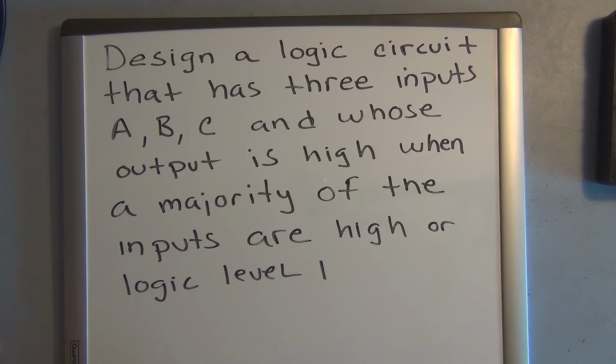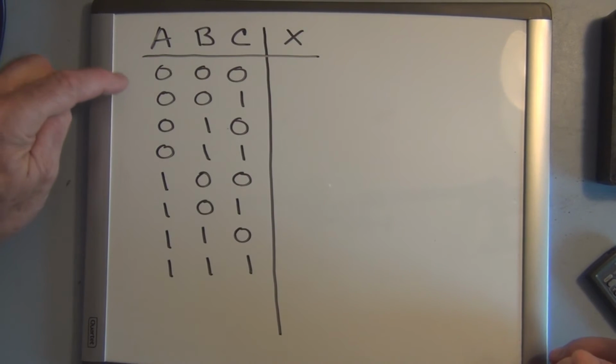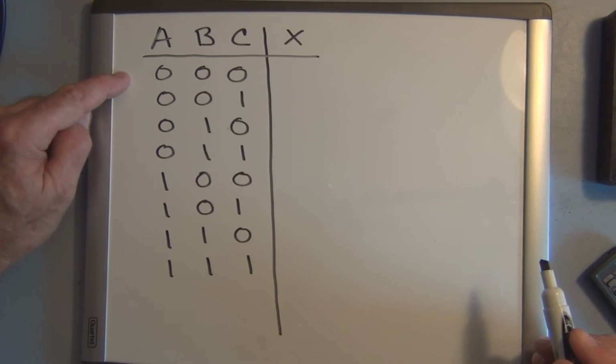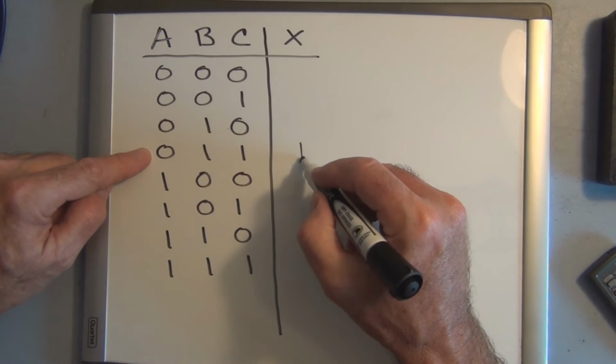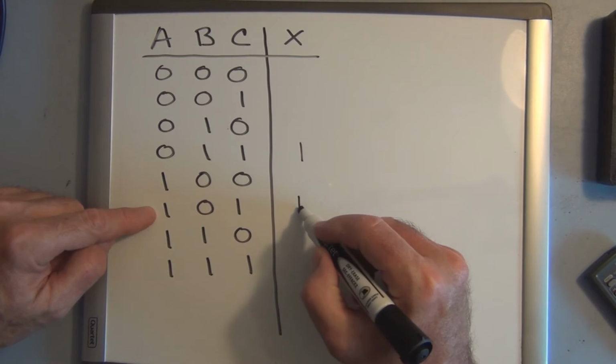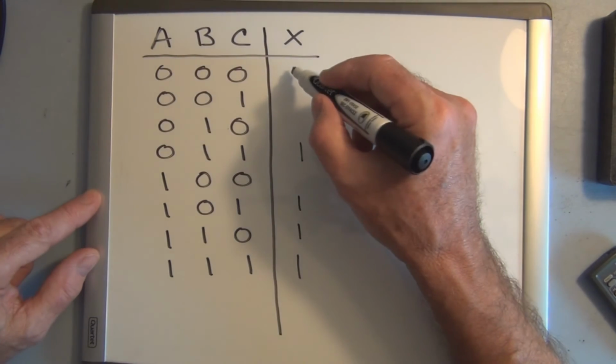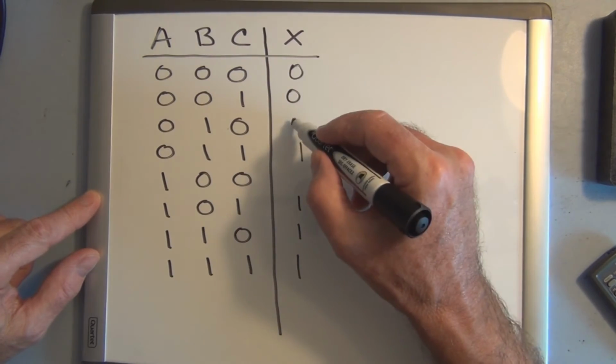Let's look at the truth table for that based on this word statement. So here's the beginning of a truth table for a 3-input circuit, and we want the output to be high when a majority of the inputs is high. So that will occur here, and here, here, and here. And for all other cases, we want the output to be 0.